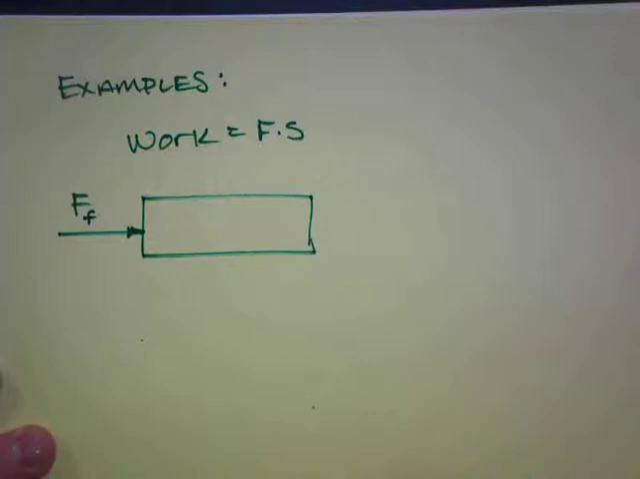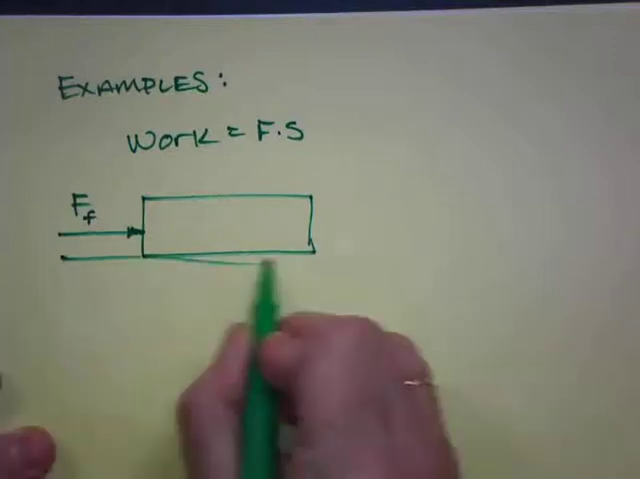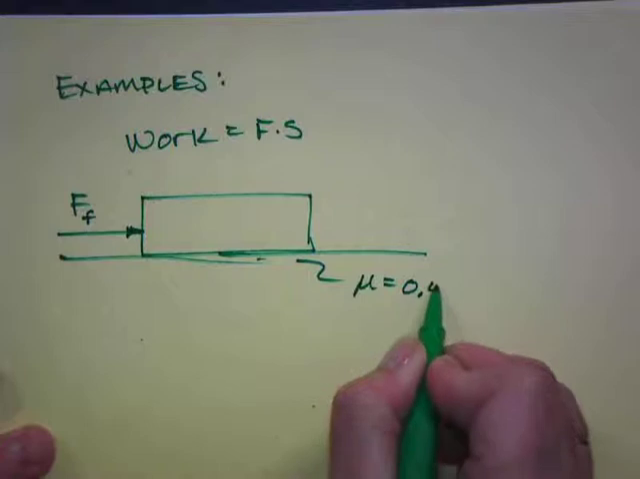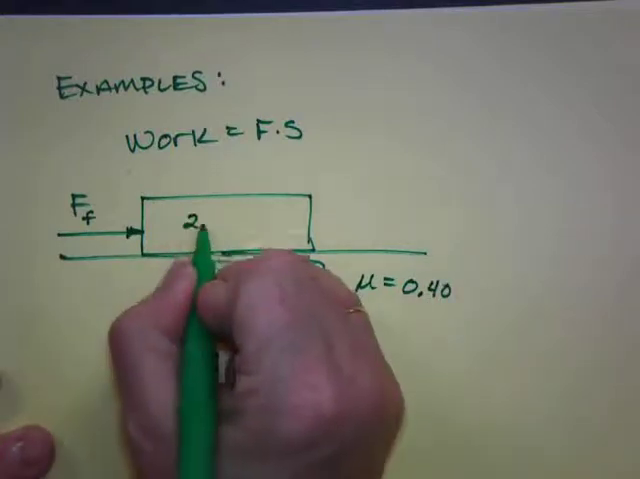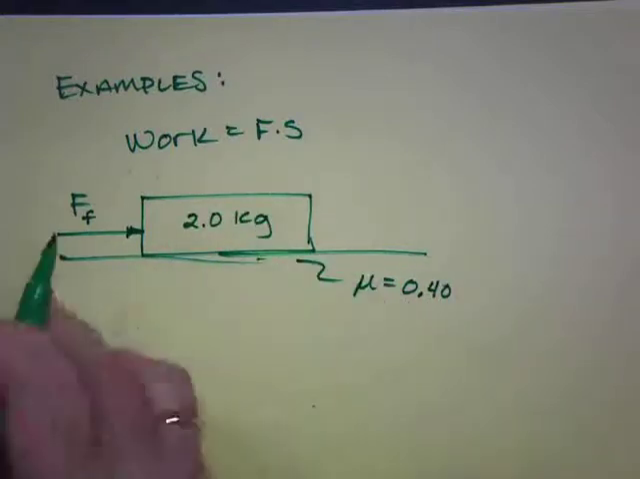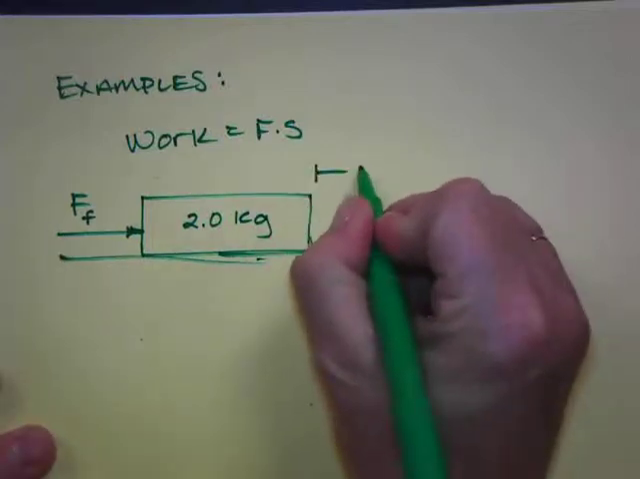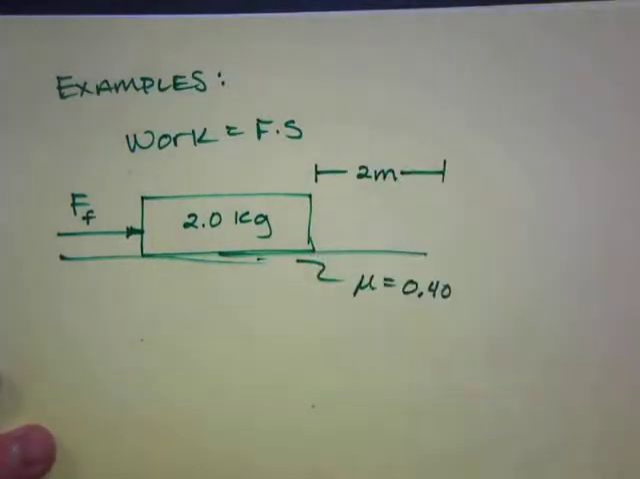So this sliding force will be the force to overcome friction. Got it? Coefficient of friction is 0.4. Let's make the mass 2 kilograms. And I push this just hard enough to overcome friction, and I'm going to push it 2 meters. Okay? How much work is done?